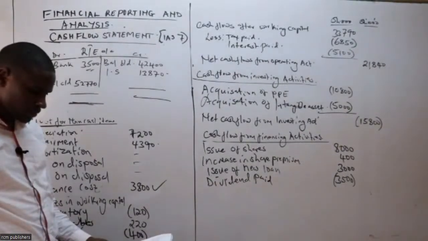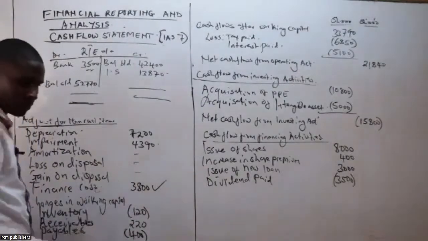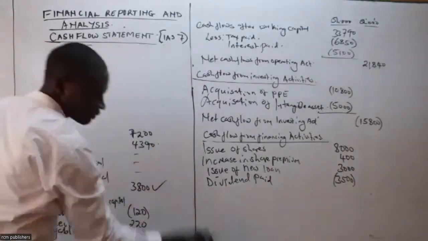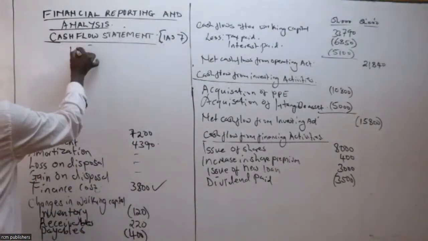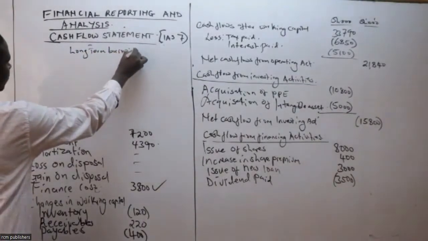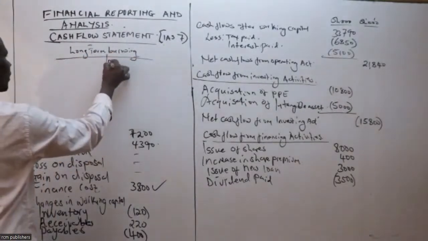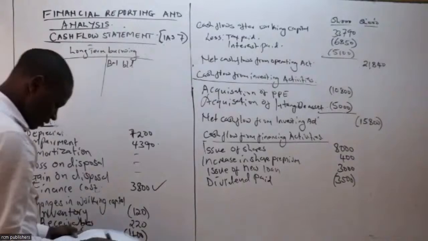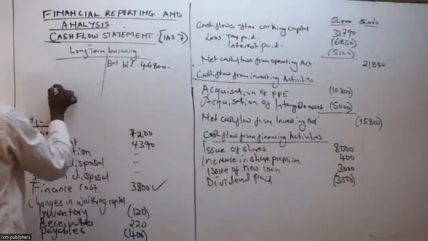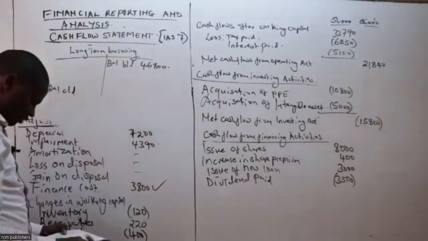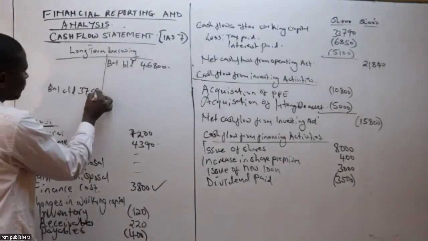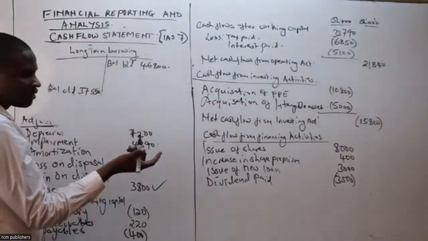So let's look at long-term borrowing. If I look at my long-term borrowing, let's see what happened. Okay, the account. The balance brought down should be on this side, and the amount is 46,800, and then we have balance carried down of how much? That's 7,550. And then remember there's a loan that we have issued.